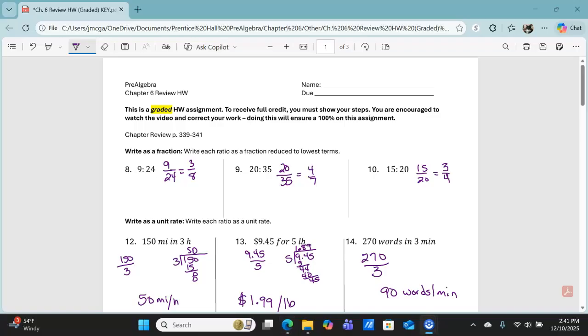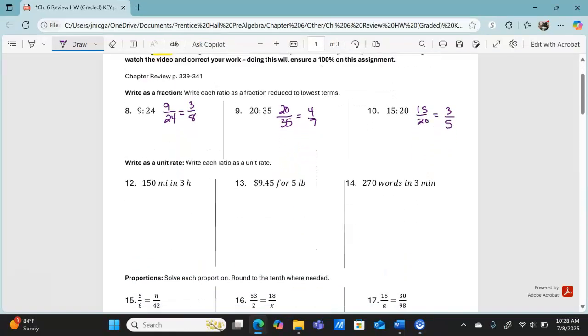Moving on to number 12. Write as a unit rate. What you want to do here is it's 150 miles in 3 hours, or 150 miles per 3 hours. So we want to take that 150 and divide it by 3. What we're doing is essentially making a fraction of 150 over 3. And that will go in 50 times. So my unit rate is 50 miles per hour.